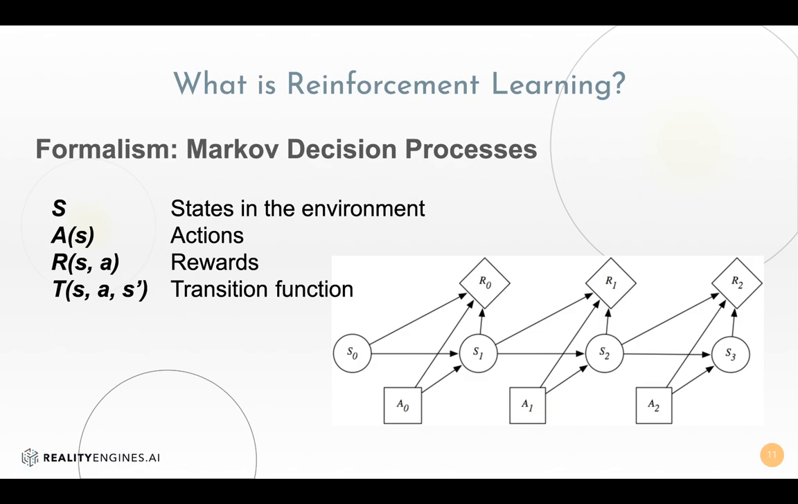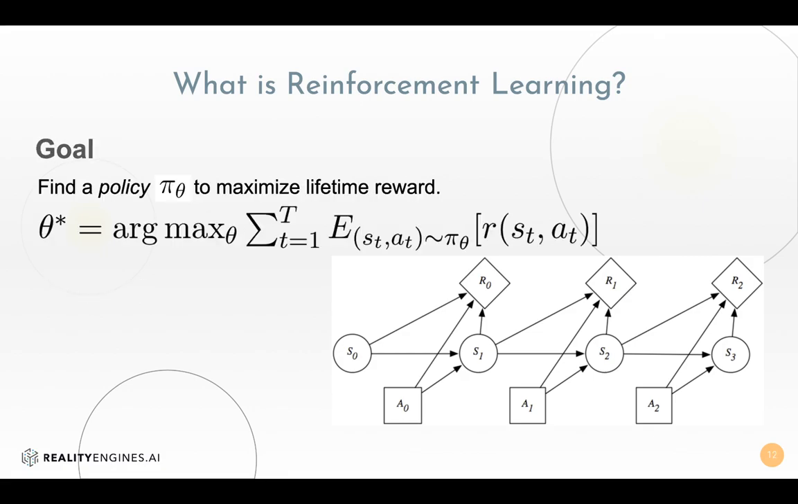And so as you can see, this is a very abstract and general definition. On the one hand, this is what gives RL its generality. But on the other hand, it's what makes it a bit intractable and a bit hard to apply or model in different situations. So given this formalism, the goal of a reinforcement learning agent is to find what is called a policy that maximizes their lifetime reward.